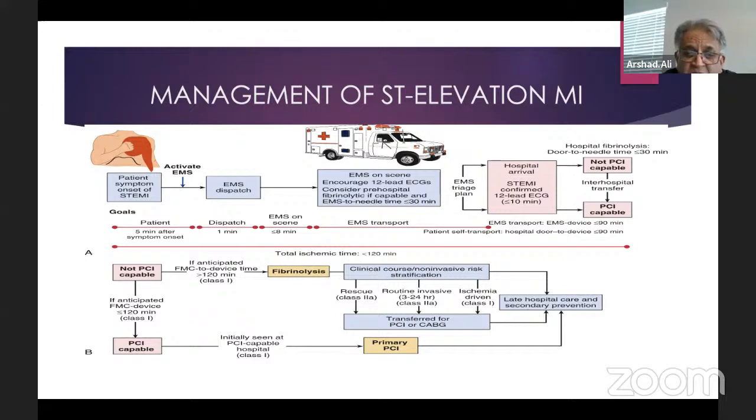If it goes above 90 minutes, it gets looked at: okay, what went wrong? It gets looked at irrespective, even if it's 30 minutes, to see what worked and what didn't work. But if it goes above 90 minutes, it's definitely going to be a committee that's going to sit down and look at it. Okay, what happened here? Why didn't we meet the 90 minutes?